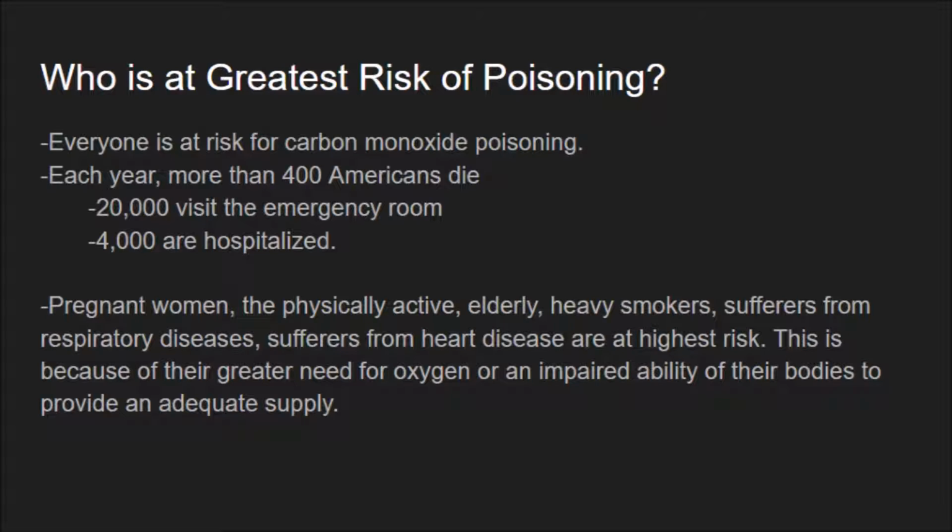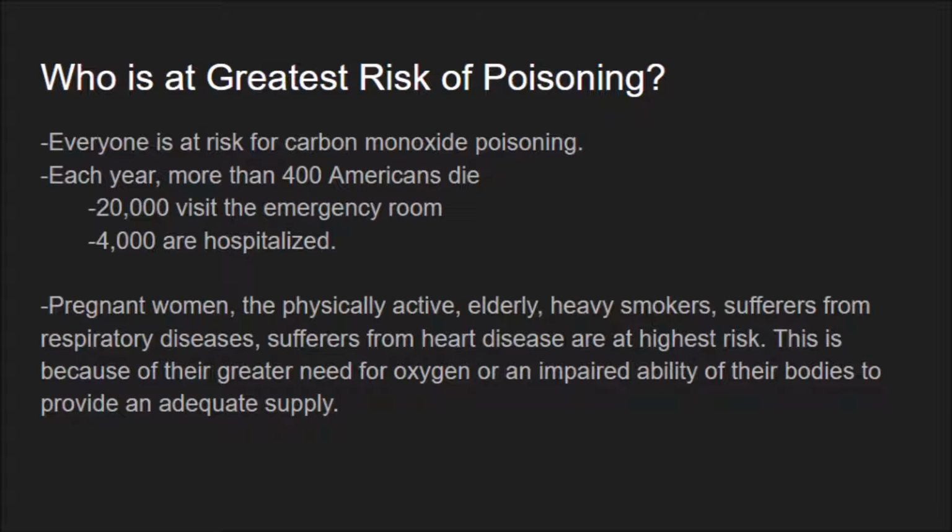Who is at the greatest risk of carbon monoxide poisoning? The fact is, everyone is at risk of carbon monoxide poisoning. Each year, more than 400 Americans die from unintentional carbon monoxide poisoning not linked to fires. More than 20,000 visit the emergency room, and more than 4,000 are hospitalized.